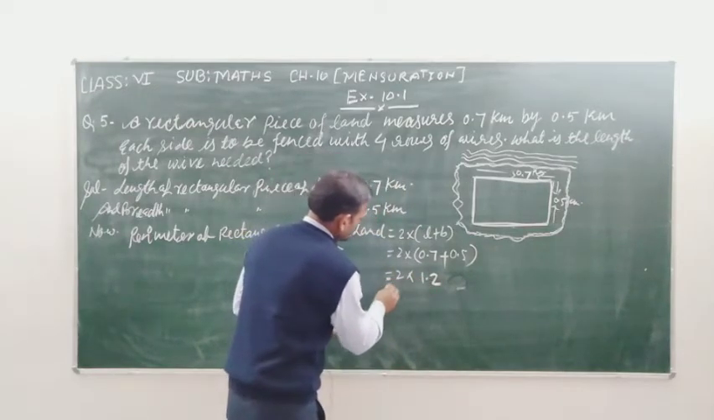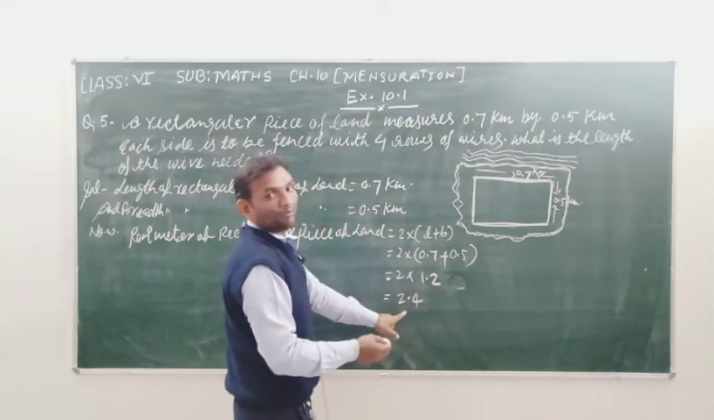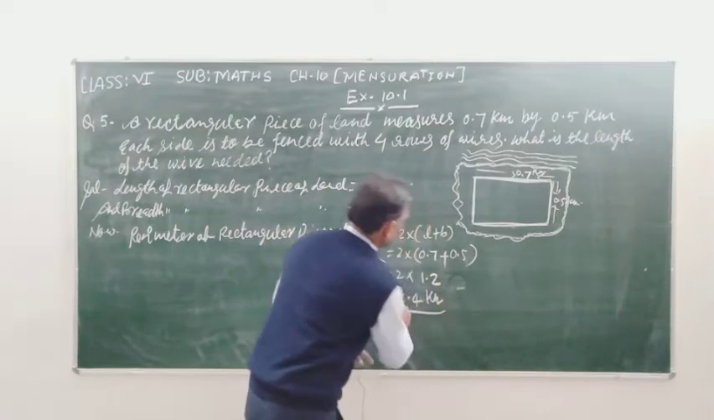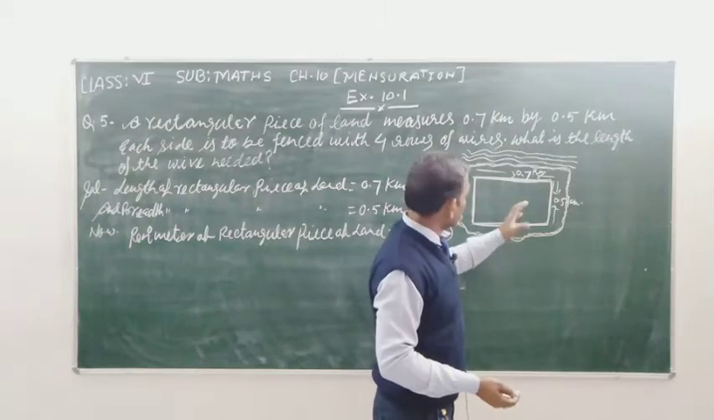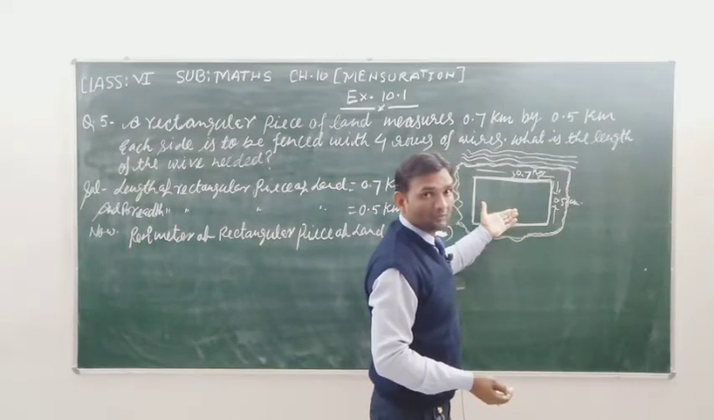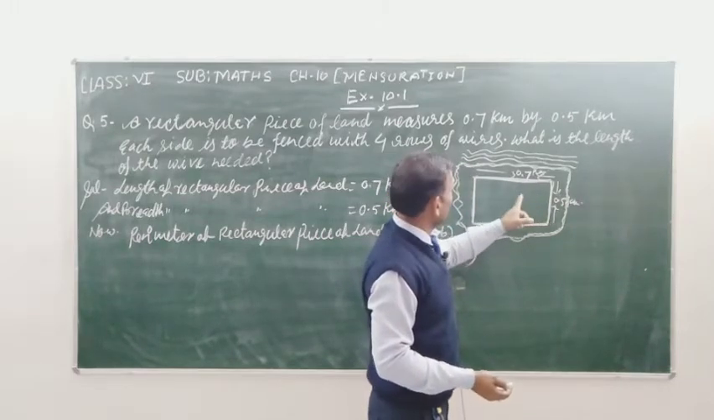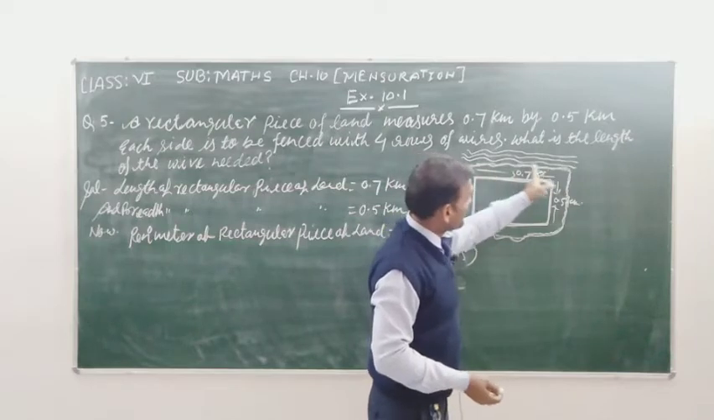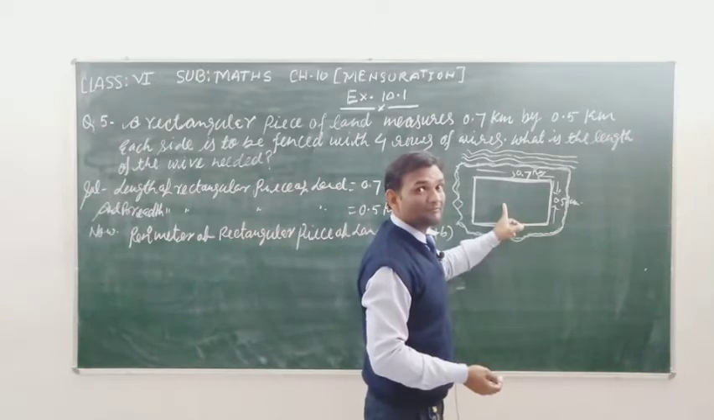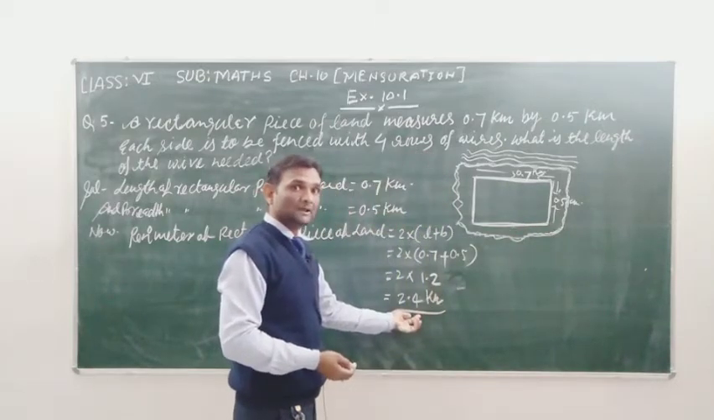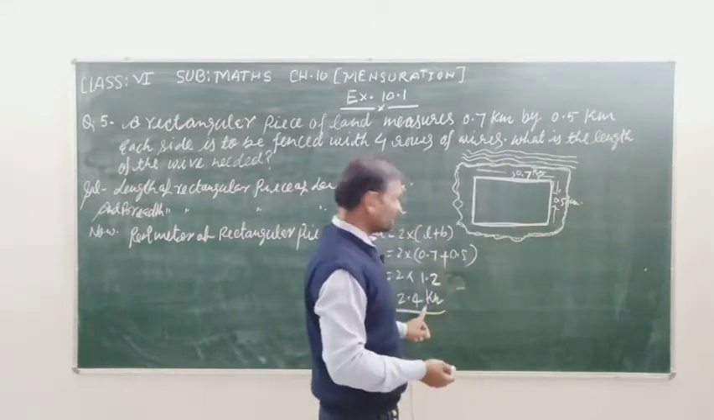Now in last step we have to multiply 1.2 by 2, which is 2.4. So 2.4 kilometer is the perimeter of the rectangular piece of the land, and we have to use the wire around this land. So length of the wire which we use around this land one time is equal to the perimeter. So for using it 4 times we have to multiply by 4.